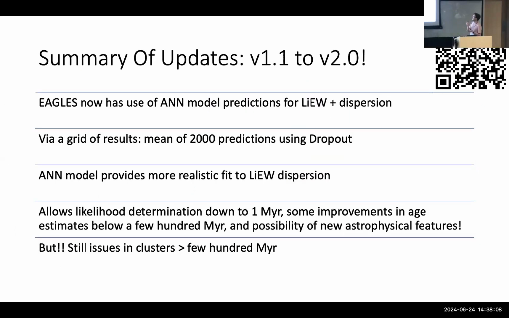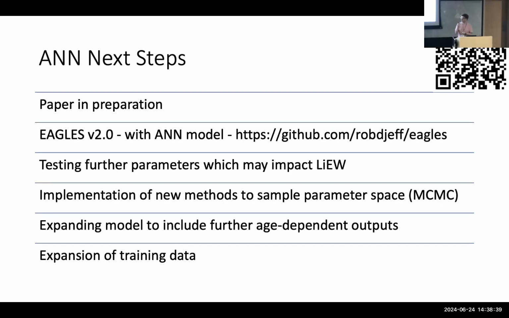So as a vague summary, EAGLES has now got use of that ANN model, predictions for lithium equivalent width and dispersion. If you go to the QR code there, it should take you to the GitHub page of the version 2 model. It has a grid of results, which is the mean of those 2,000 predictions from the dropout method. We get a more realistic fit to dispersion and a likelihood determination down to a mega year now instead of 5. There are some issues still in those clusters above a few hundred mega years, and we're not fitting everything perfectly. But why bother using the neural network if it's just giving us some small improvements?